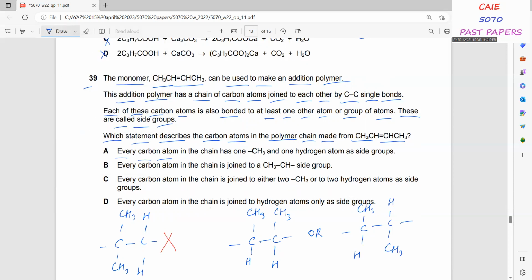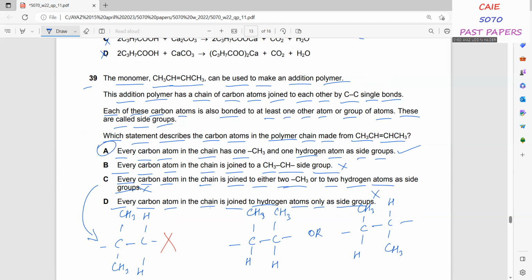A, every carbon atom in the chain has one CH3 and one hydrogen atom as side groups. Yes, this is correct. B, every carbon atom in the chain is joined to a CH3CH side group. This is wrong. C, every carbon atom in the chain is joined to either two CH3 or two hydrogen atoms as side groups. This is again wrong, I've shown it to you. D, every carbon atom in the chain is joined to hydrogen atoms only as side groups. No, this is also wrong because you have CH3 as one of the side groups for each carbon atom. So we have only choice A as the correct answer.